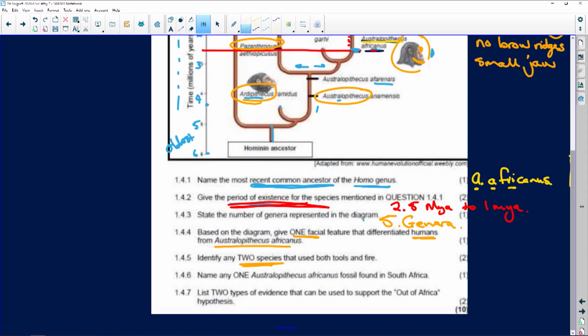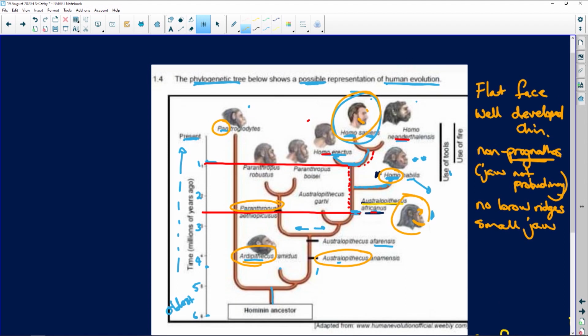So these are easy marks to get. Alrighty, next question. Identify 2 species that both use tools and fire. Okay, so we take our ruler again and we say, here's the use of tools, goes along here. But it says use tools and fire.